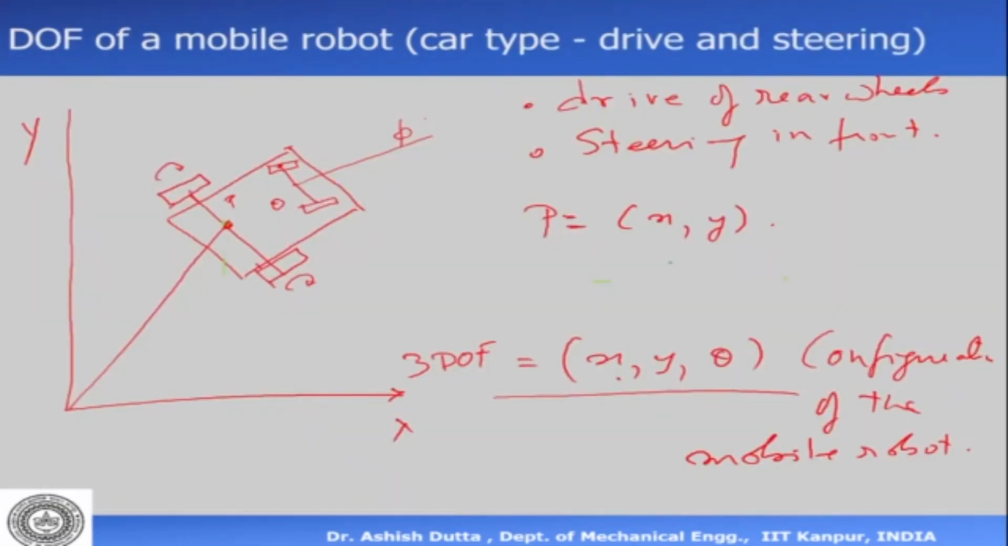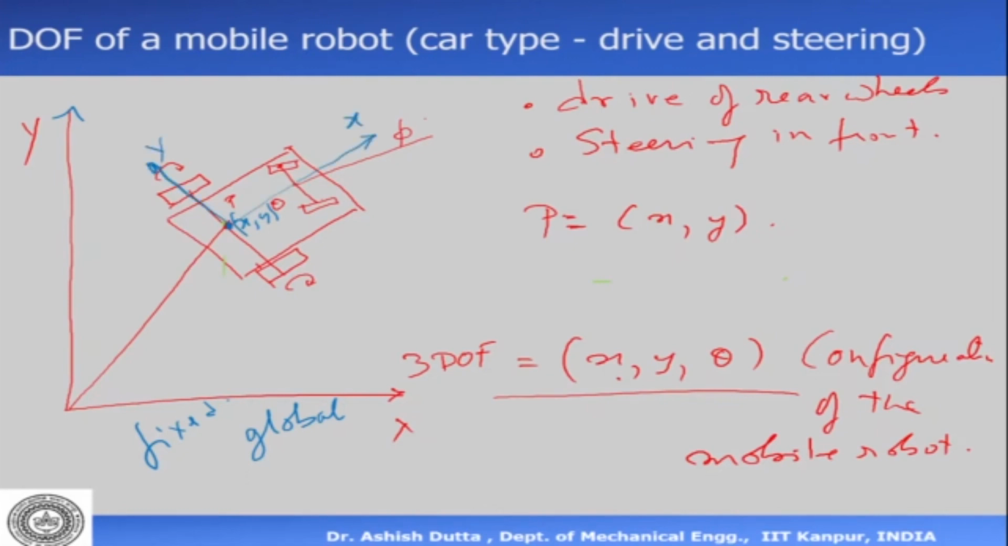In the case of a mobile robot, what we do is we take a point P. So this is my global frame. XY is my global frame or fixed frame, which is not moving. And I take this point P in between the wheels. Then I say this is my coordinate XY, and I assign an axis here. Suppose this is my X axis, and this is my Y axis.